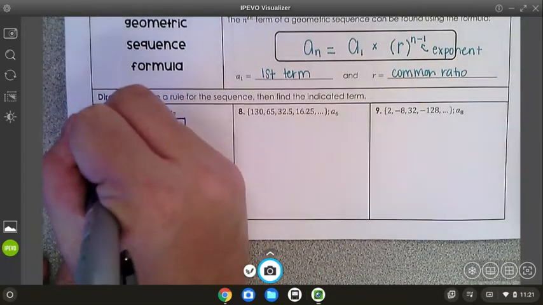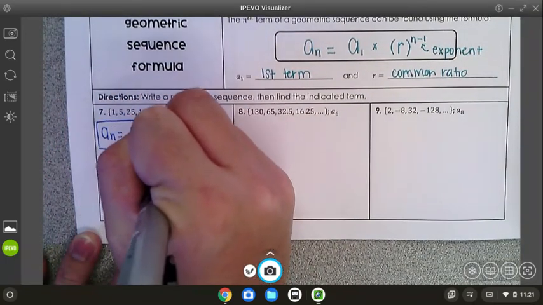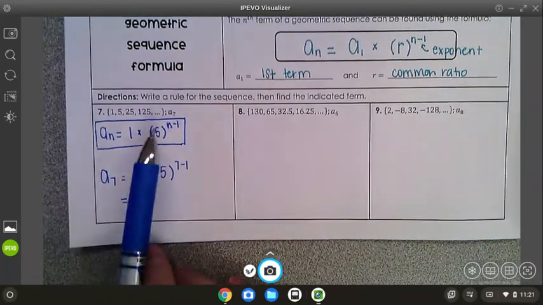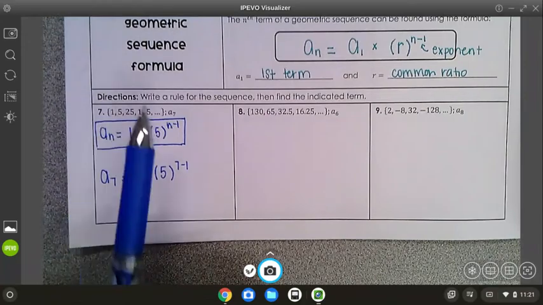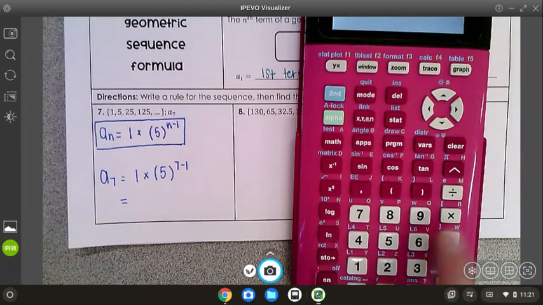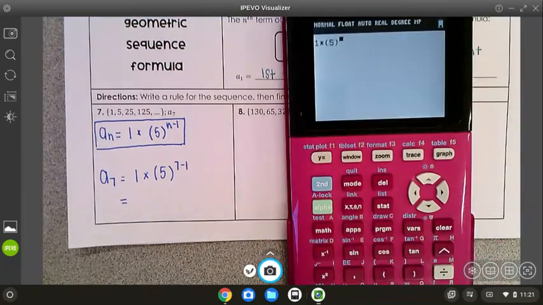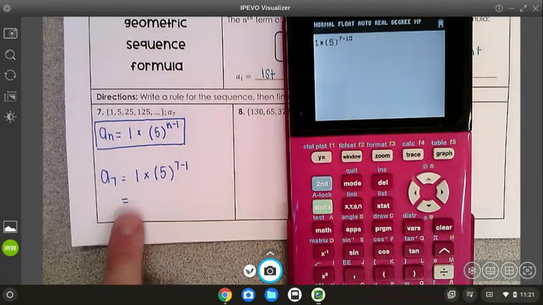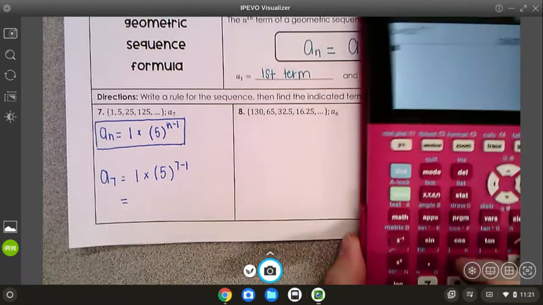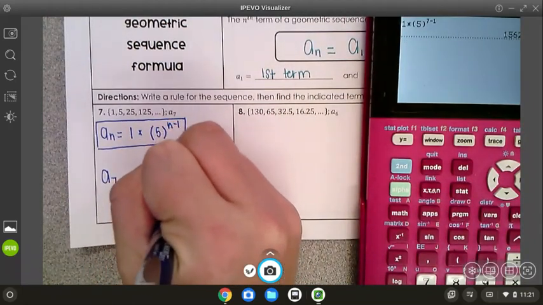That formula will let us find any term that we want. So let's find the 7th term. You'll notice that with geometric sequences, your numbers get pretty big. So we're going to type this into the calculator. And we get 15,625.